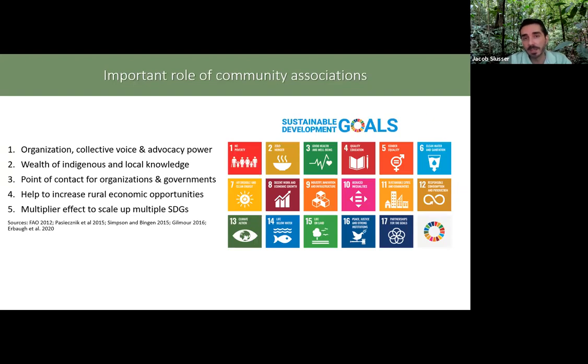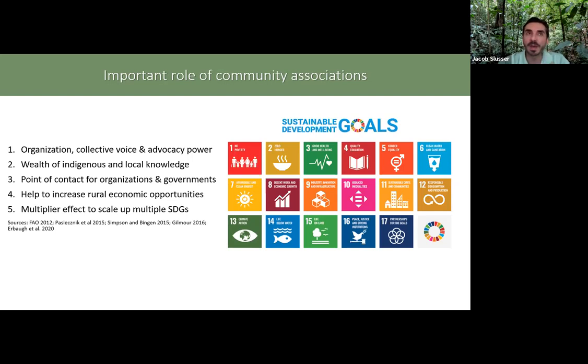And in terms of combating degraded landscapes and enhancing rural livelihoods, evidence has shown that community associations are essential. For example, in Latin America, community organizations manage over 270 million hectares of forest landscapes, and they have this effective role because associations provide organization, collective voice, and advocacy power. They also provide a source of indigenous and local knowledge. They provide a point of contact for governments and other organizations, NGOs, to communicate and collaborate directly with the community instead of a multitude of individuals.